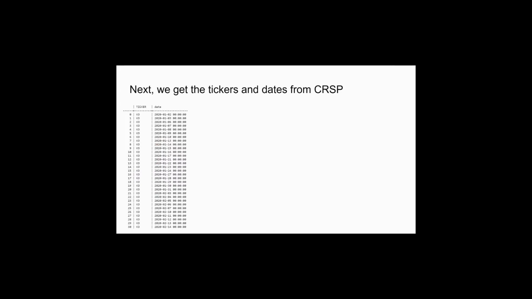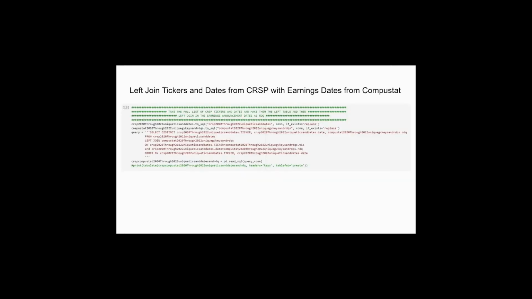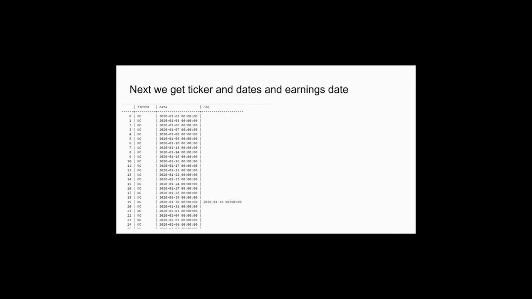And again, CRISP is on the left-hand side. CompuStat's on the right-hand side. CRISP is daily. CompuStat's quarterly. So we're going to have the left-hand side every single day. And then on the right-hand side, we're going to have just one observation per firm per quarter. And we're matching on ticker, and we're matching on saying, okay, the date from CRISP should match the date of the earnings announcement. Okay, and then we're ordering by ticker and by date.